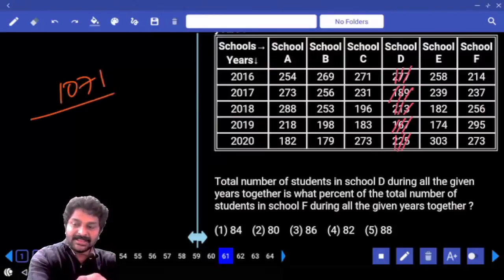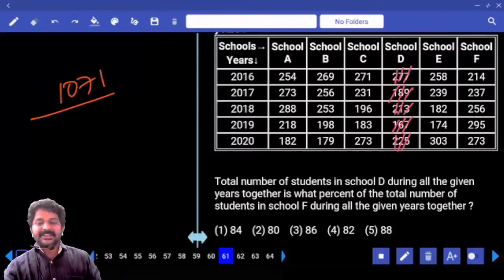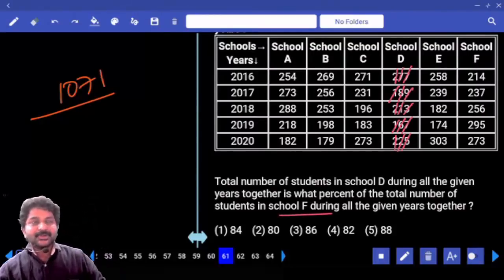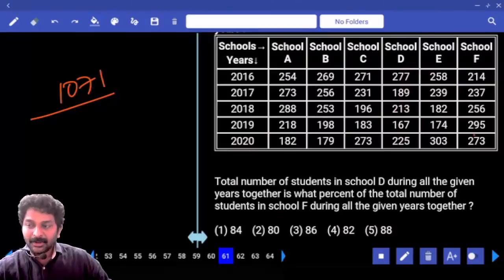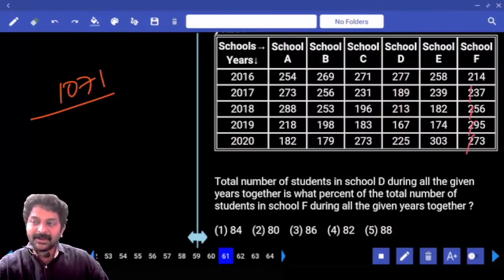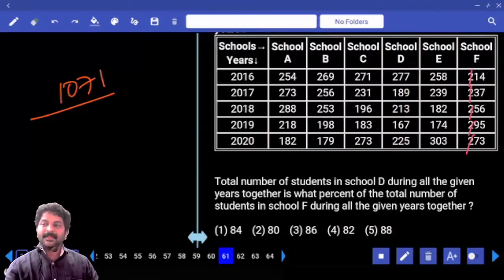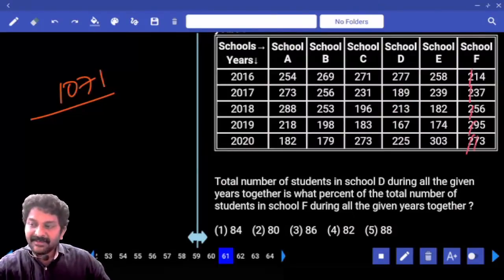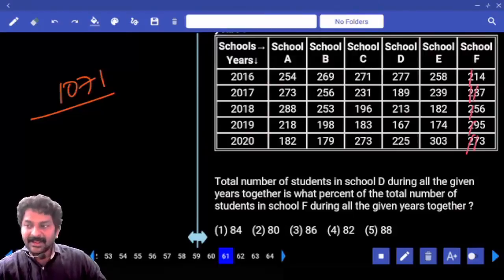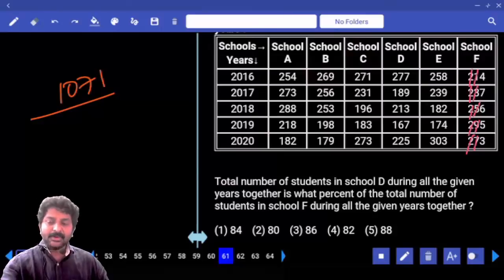1071 is what percent of the total number of students in school F? Okay, school F. 200, 200, 200, 200, 200. 5 200s, 1000. 70 30, 100, 90 10, one more 100, that is 200, correct, and 50, 250. So far it is 1250.